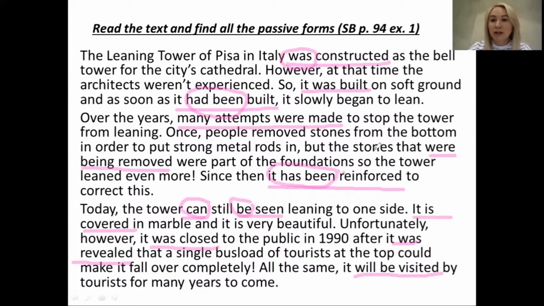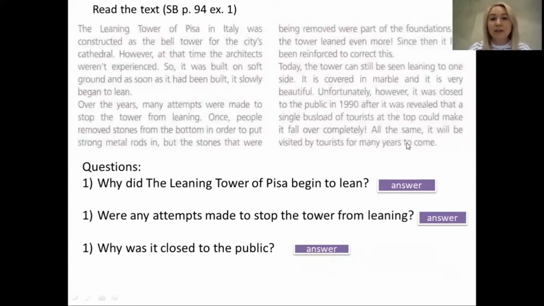I hope you have no mistakes. So let's move on. After reading this text, I want you to answer the questions to the text. And if it is possible, try to answer them without looking in the text and use the passive voice.